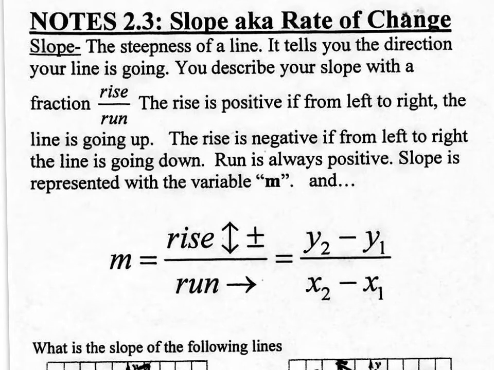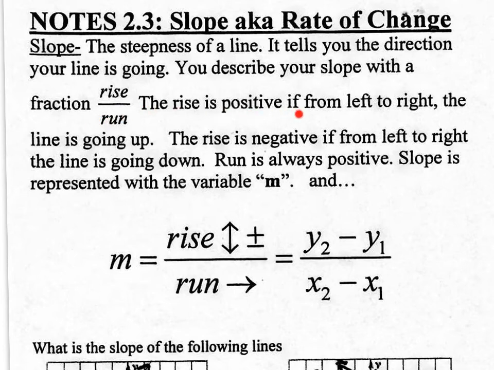Alright guys, here's a video on slope, aka rate of change. So, what is slope? Slope is the steepness of a line. It tells you the direction your line is going. You describe your slope with a fraction. The fraction is going to be rise over run.